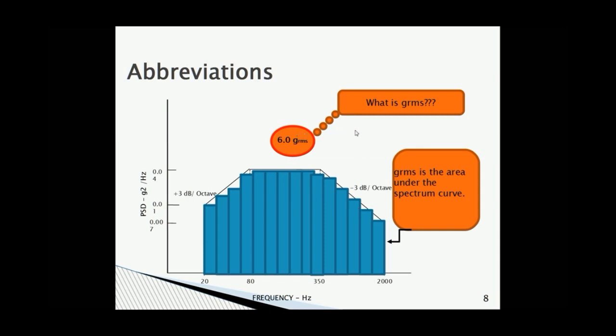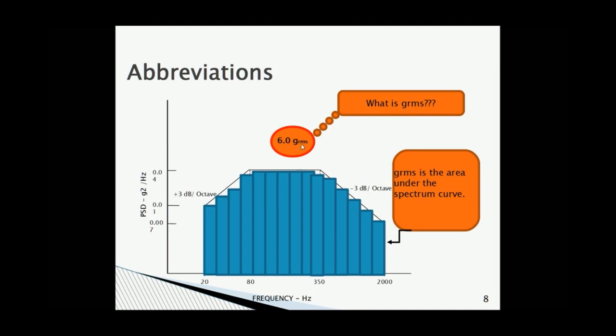Now, for more complex shapes, you would have to use integration. And some spectral shapes are so complex, it would take you weeks, even months to calculate it by hand. Luckily, we have computers to do this for us very rapidly. So you will see this term, GRMS, quite frequently in random vibration testing. So 6 GRMS is the total acceleration content for this given random vibration test.